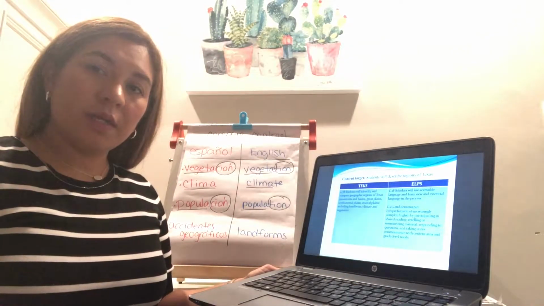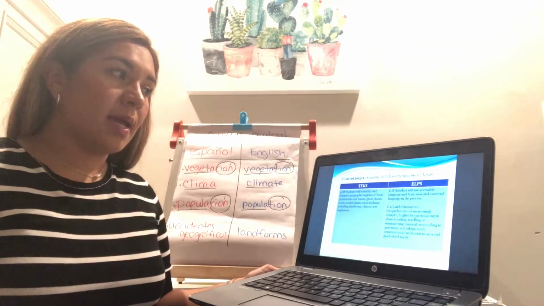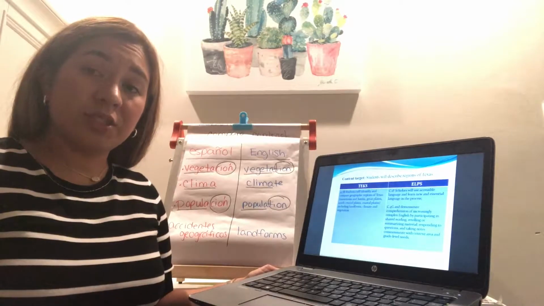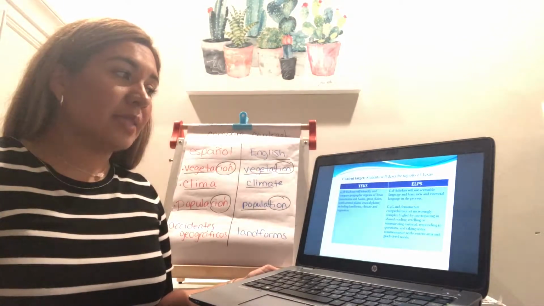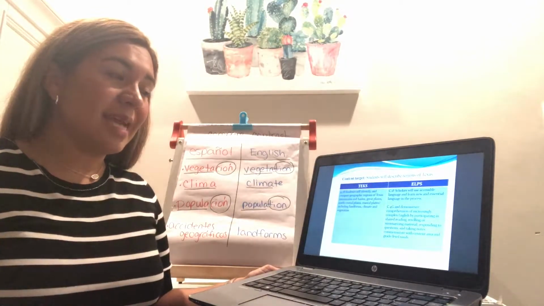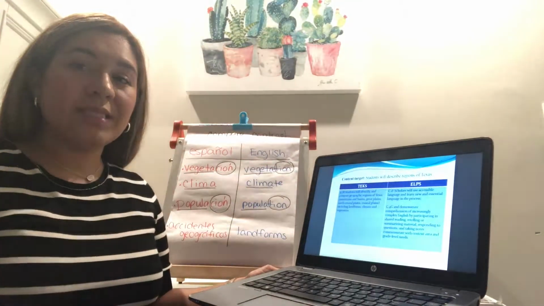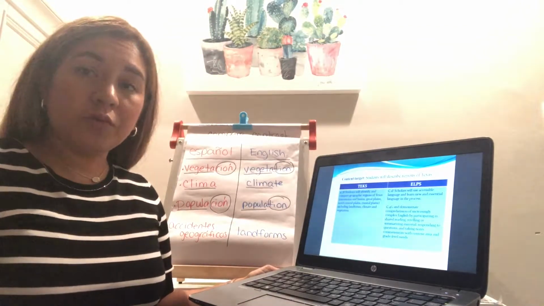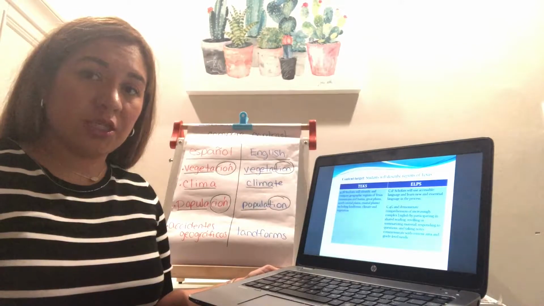I want to begin with the content target of this lesson. Basically, we want the students to be able to describe the regions of Texas. As for the TEKS, students will identify and compare geographic regions of Texas, such as mountains, basins, coastal, central plains, including the landforms, climate, and vegetation.